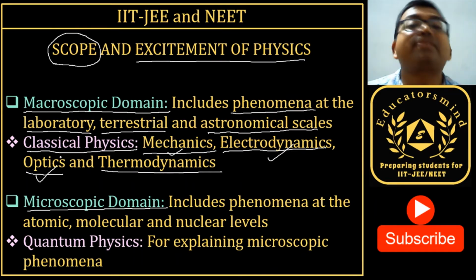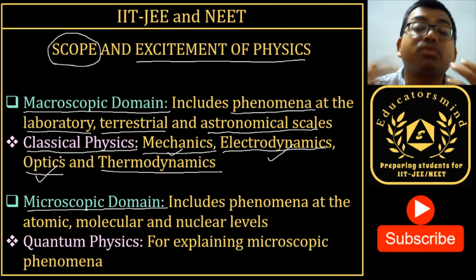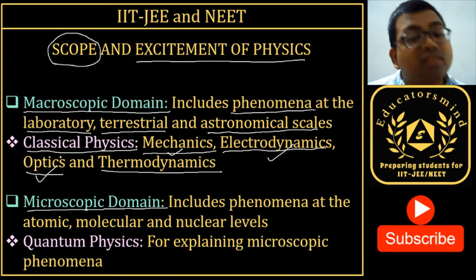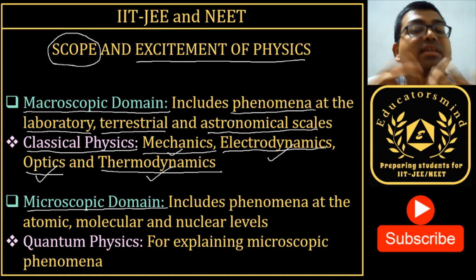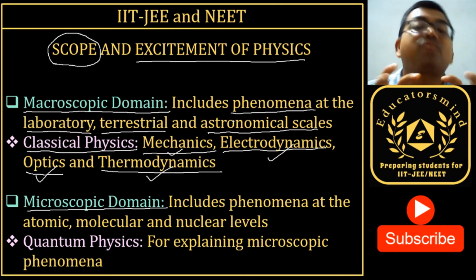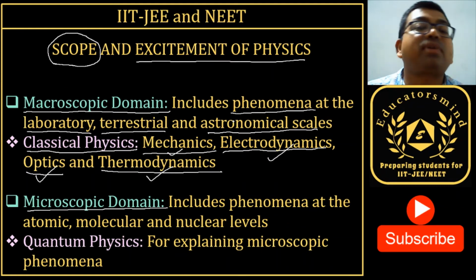Of course optics is also classified into two. One is called ray optics, another is called wave optics, that you will study in class 12. But here optics includes both the phenomena associated with light. Then thermodynamics, where you study how heat can be converted into work, the various thermodynamic processes like the isothermal process, where you give heat to a body at constant temperature and see how it behaves, and the laws of thermodynamics like the first law, second law, and all these.